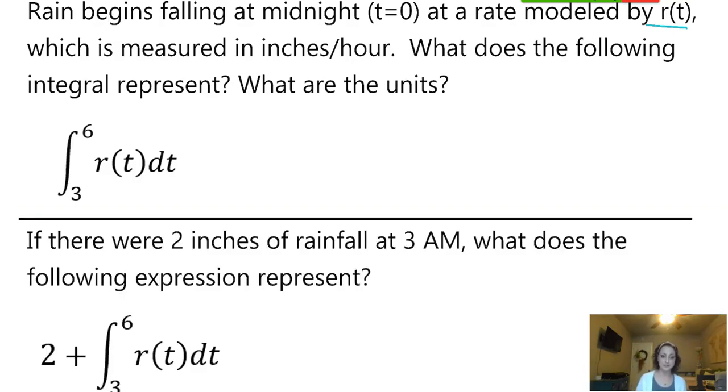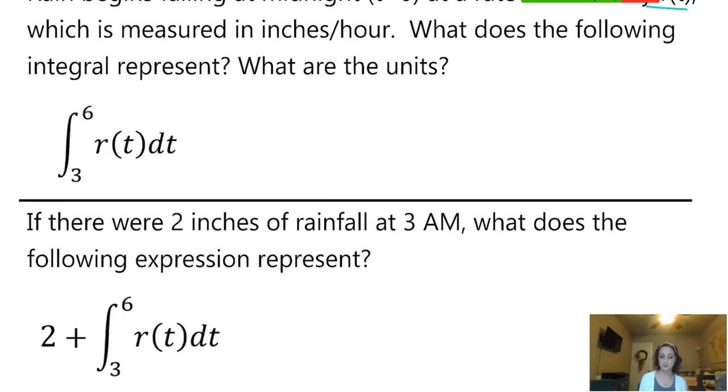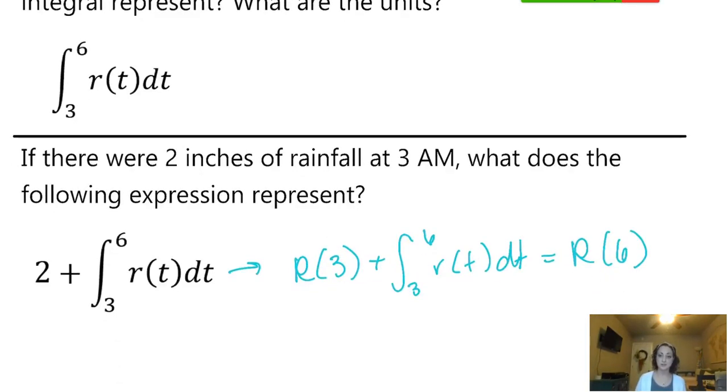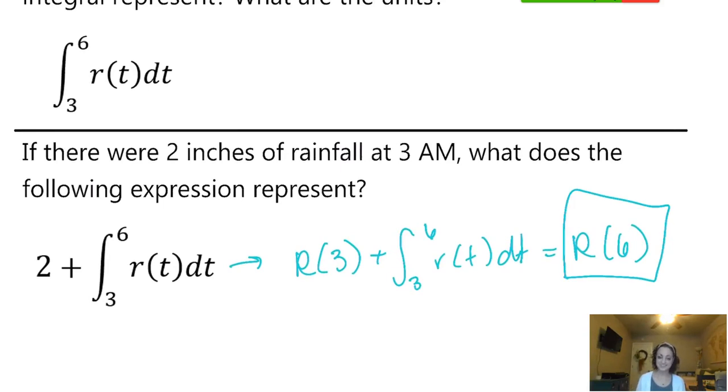Okay, now what if I did this? Let's say there are 2 inches of rainfall at 3 a.m. What does this represent? We already said the integral is how much rainfall from 3 to 6, and we started with 2, so this gives me my total rainfall, how much rain I have at 6 a.m. This is exactly what the rearrangement of FTC is saying: capital R of 3 plus the integral from 3 to 6 of little r, which is the rate, equals capital R of 6. In other words, where I end is where I started plus how much accumulation I've had.